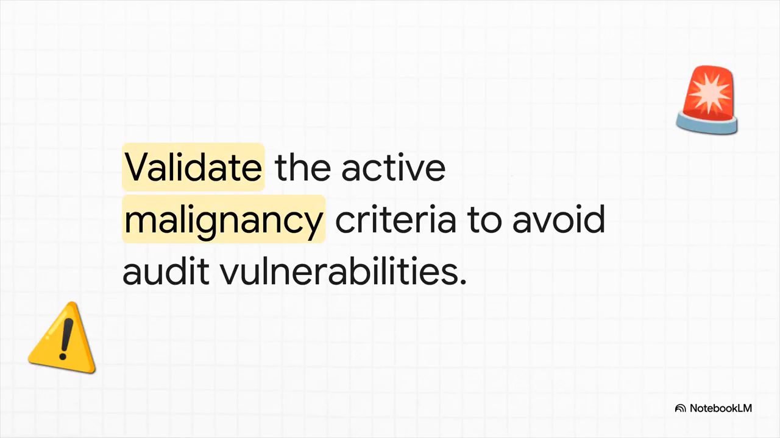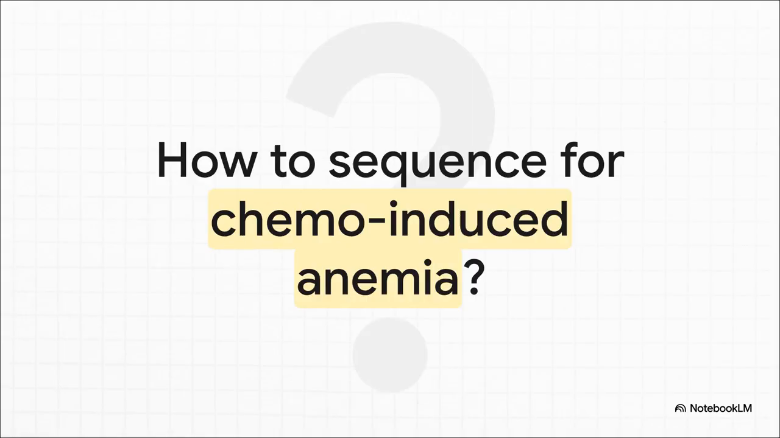Placing an active code where a Z85 history code belongs is going to set off immediate alarms. Think of a giant flashing warning saying Auditor Alert, validate active malignancy criteria. Missequencing these primary and secondary sites completely alters the DRG, putting a massive target right on your facility's back. We've covered a ton of ground today, but the rules of Chapter 2 only get more intricate from here.